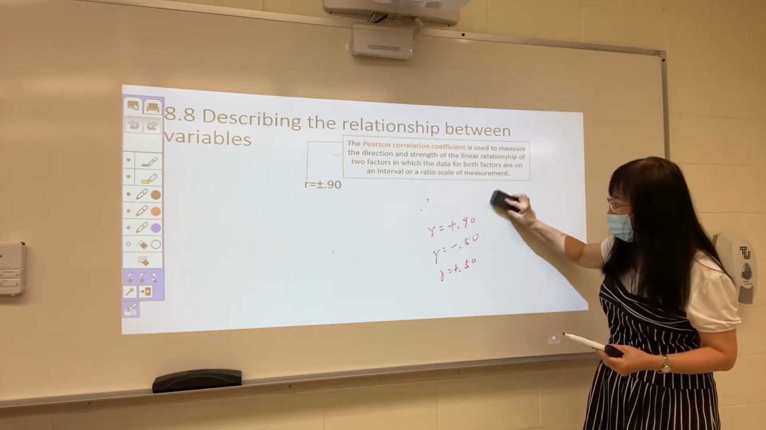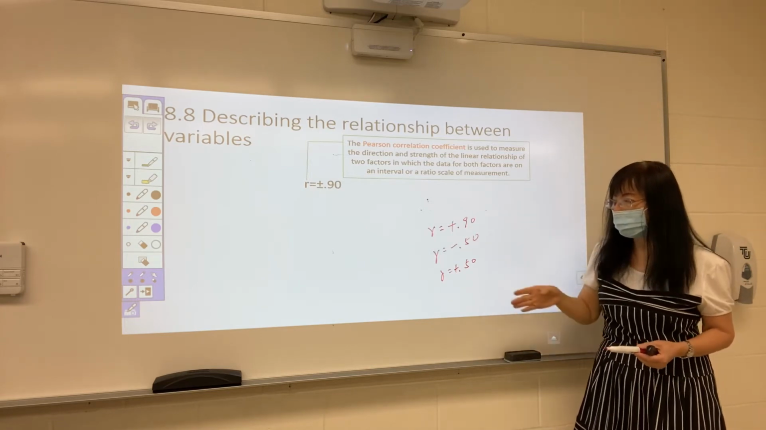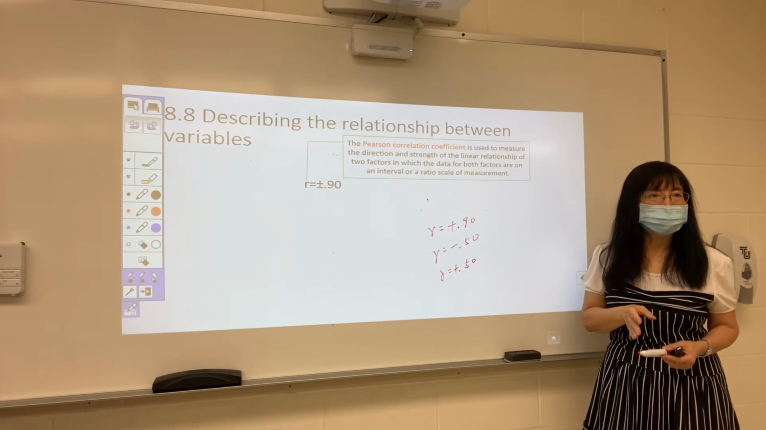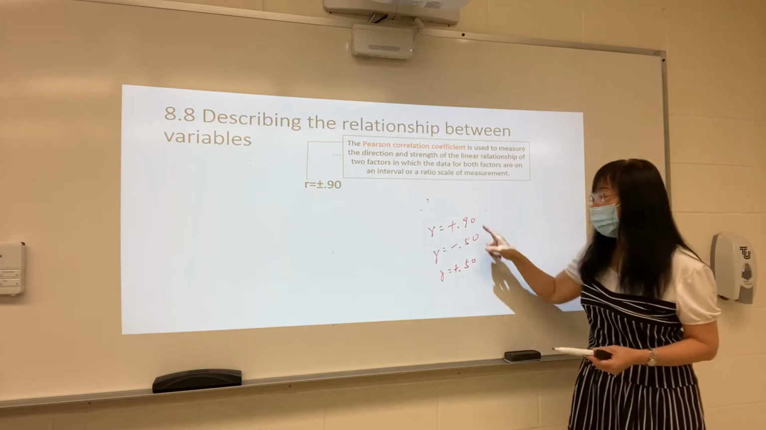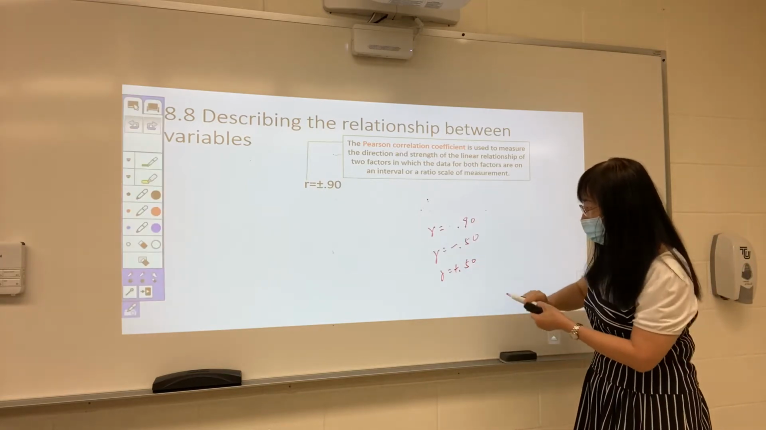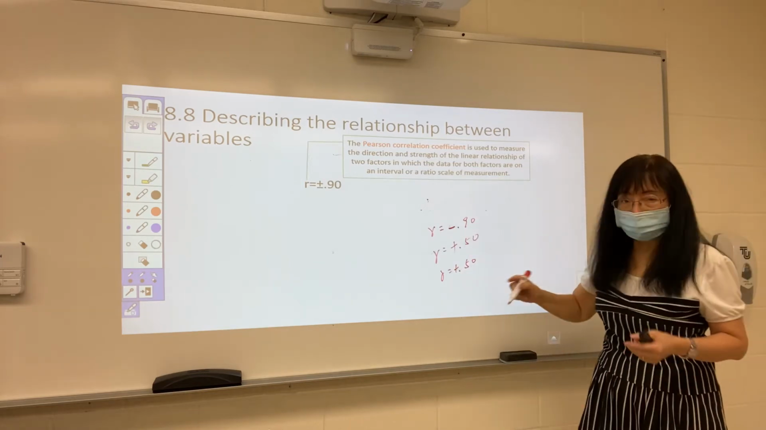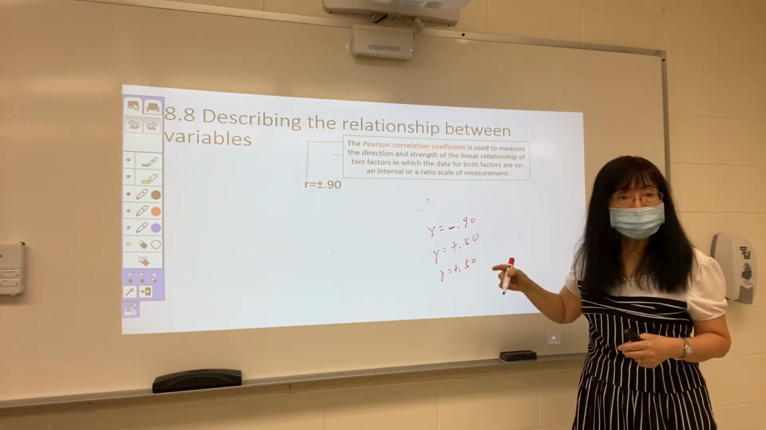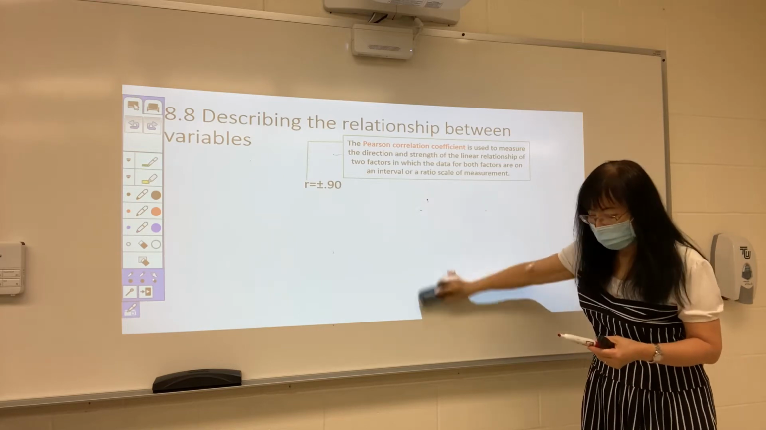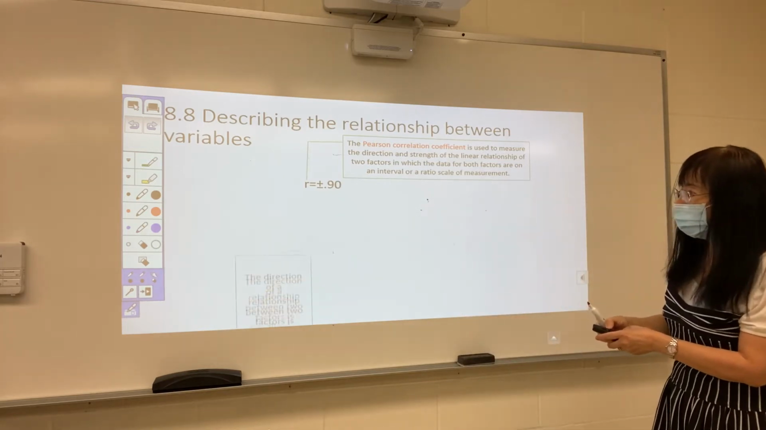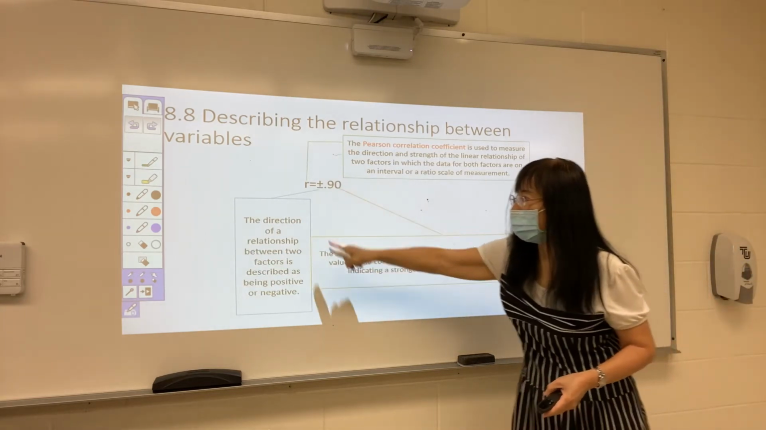For these three, which one is the highest? 0.9, right? And if the 0.9 is negative, that's still the highest, because I didn't ask about the direction. I just asked about the strength. So be very, very careful when you are doing your correlation. Make sure you watch that number. That is the strength, and now the direction.